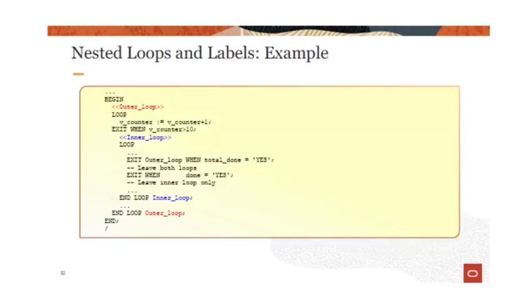In the example in the slide, there are 2 loops. The outer loop is identified by the label less than outer_loop greater than, and the inner loop is identified by the label less than inner_loop greater than. The identifiers are placed before the word loop within label delimiters, less than label greater than. The inner loop is nested within the outer loop. The label names are included after the end loop statements for clarity.